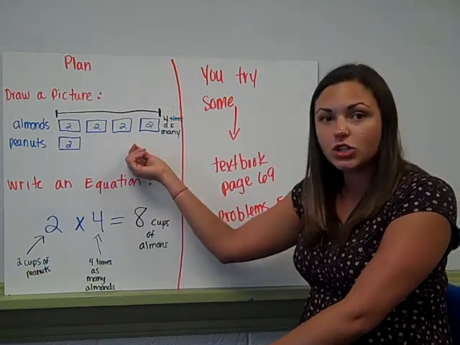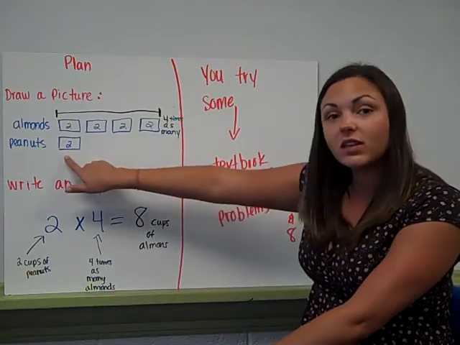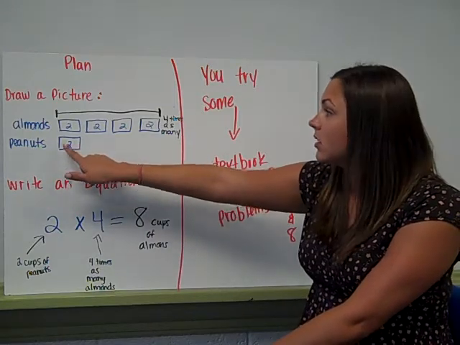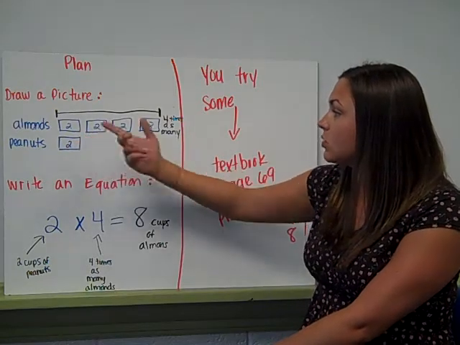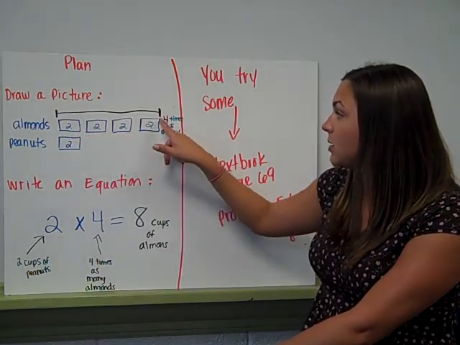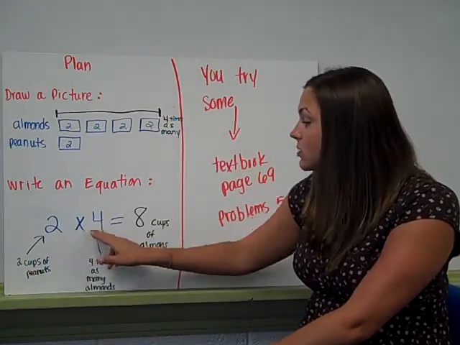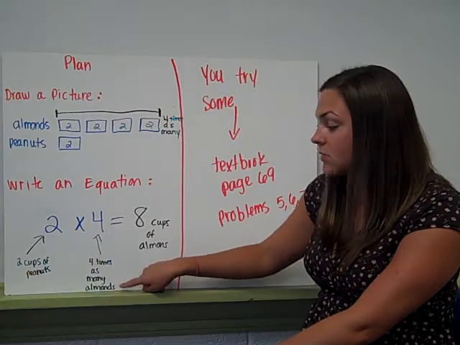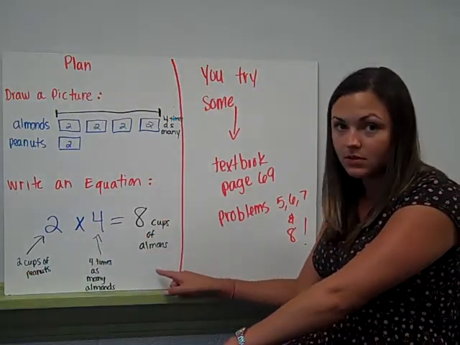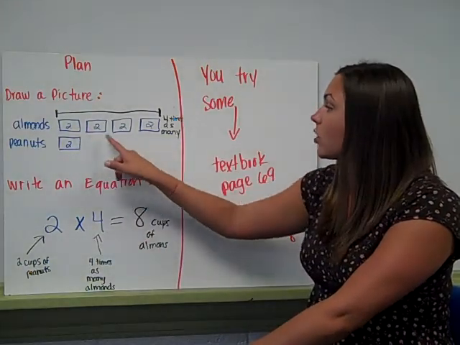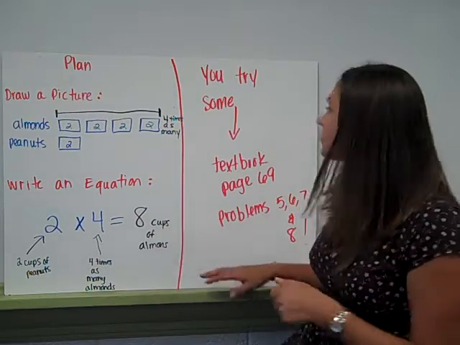But what I want you to do is write a multiplication equation from this picture. If I know that this is 2 cups, then what is this? 2 times 1, 2 times 2, 2 times 3, 2 times 4, because it's 4 times as many. So I'm writing my problem 2 times 4. 2 cups of peanuts times 4 times as many almonds gives me how many cups? 8 cups of almonds. 2, 4, 6, 8. I'm going to need 8 cups of almonds and only 2 cups of peanuts.